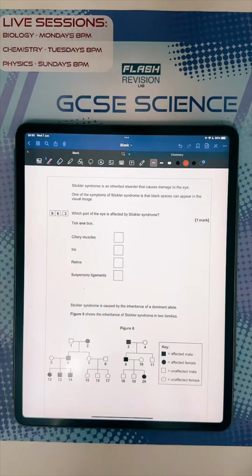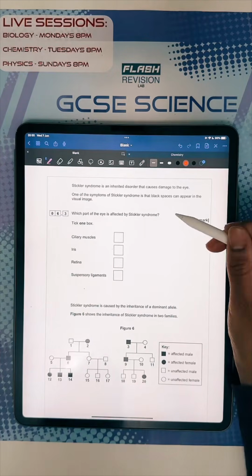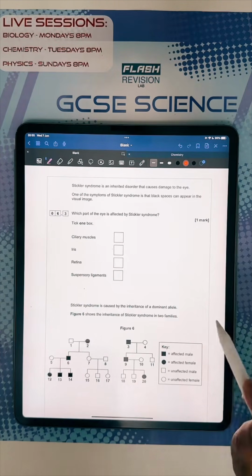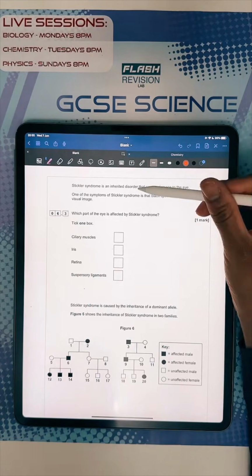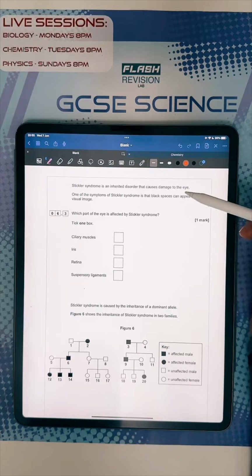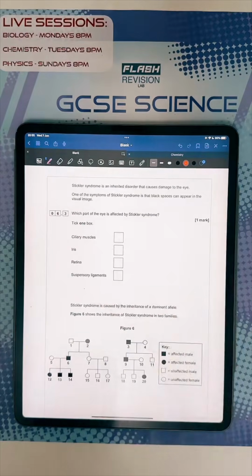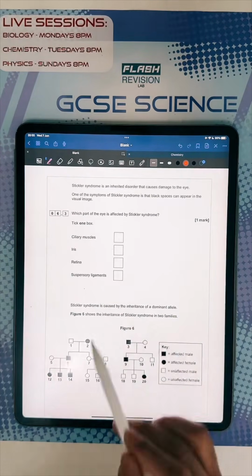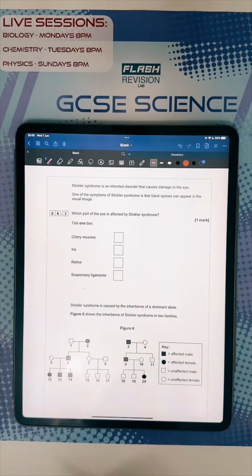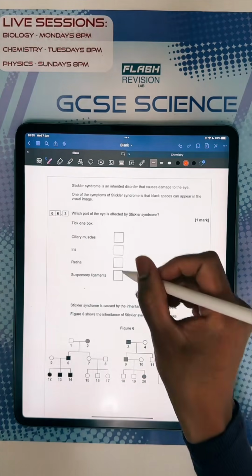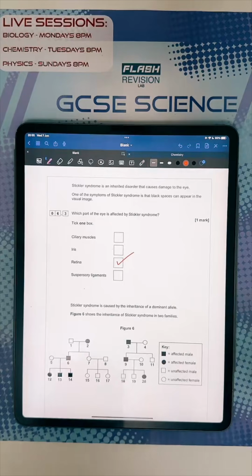Right. Next one. Which part of the eye is affected by Stickler syndrome? So this one is just for triple, because you don't need to know about the eye if you're doing combined. It's an inherited disorder that causes damage to the eye. You see black spaces in your visual image. So just this section here is triple, the rest of it is combined. Which part is it? It's not the iris, unfortunately. It's the retina. The retina is the part that actually picks up light. So the cells which are sensitive to light, the light receptors, are all in the retina.